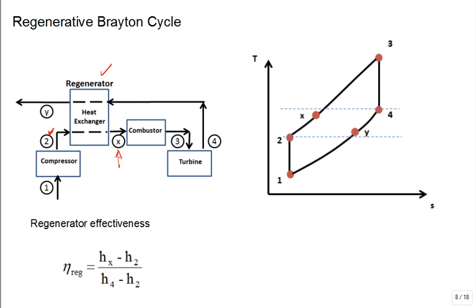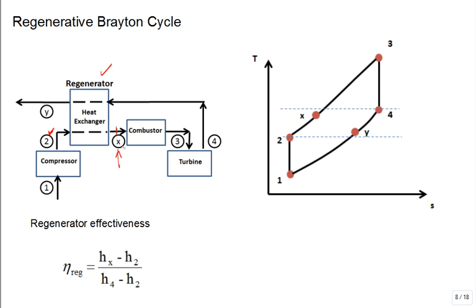X is a letter. X is not a number. And so right when you thought you had the pattern down, you've got to be careful here, okay? X is a letter signifying a state. It's after the regenerator, before the combustor.